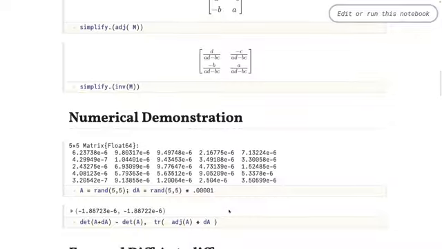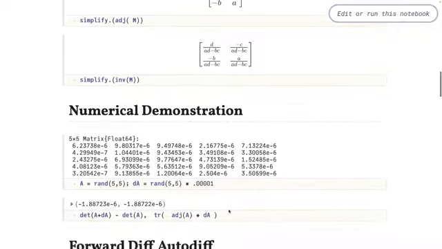Okay, doing all this numerically just for fun. So numerically, here's a random matrix and here's a random perturbation. What we're going to do is look at the determinant of the perturbed A minus the determinant of A. Right, so there's the numerical value.